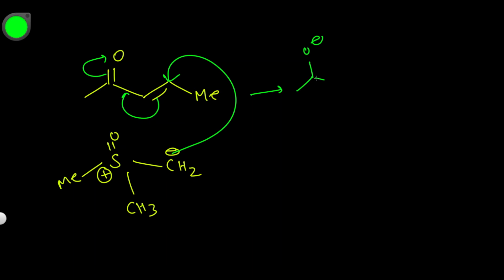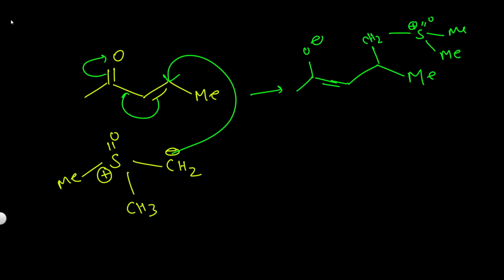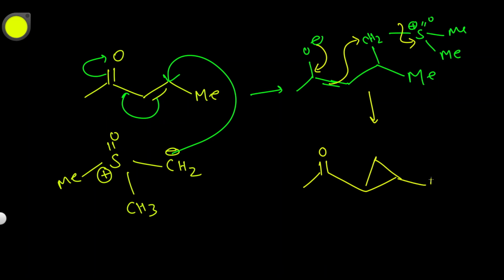Here is the O minus, double bond, here Me, and here you have CH2, sulfur, Me, here is the Me, and here is the positive charge. Now what happened? This O minus charge will come back here, and now this double bond will attack on this carbon, and this whole sulfur group will leave in a neutral form, and you will get something like this. This is our product.